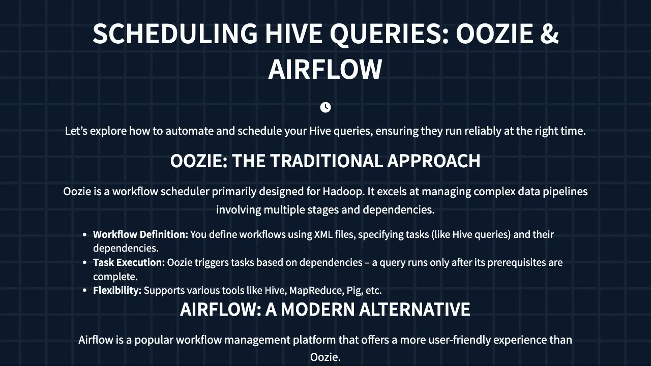Okay, let's talk about scheduling those Hive queries. First up is Oozie. It's a really established workflow scheduler for Hadoop environments. You basically create workflows using XML files that clearly lay out the steps and what needs to happen before each step can run. It's great for complex pipelines.